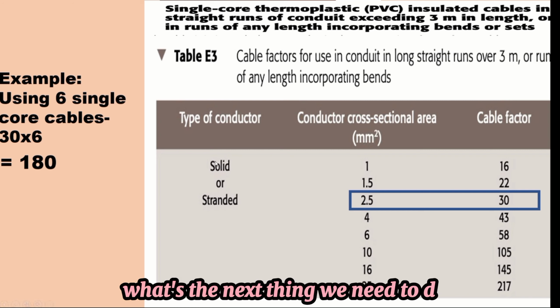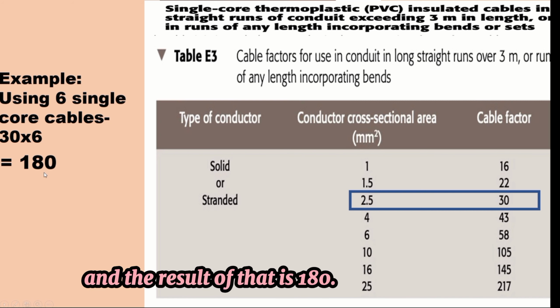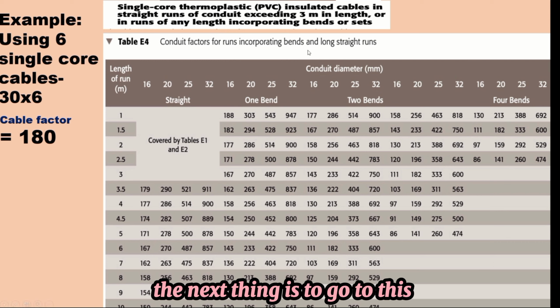What's the next thing we need to do? Now we already have the answer. The result of that is 180. What is the next piece of information? Then the next thing is to go to this table.